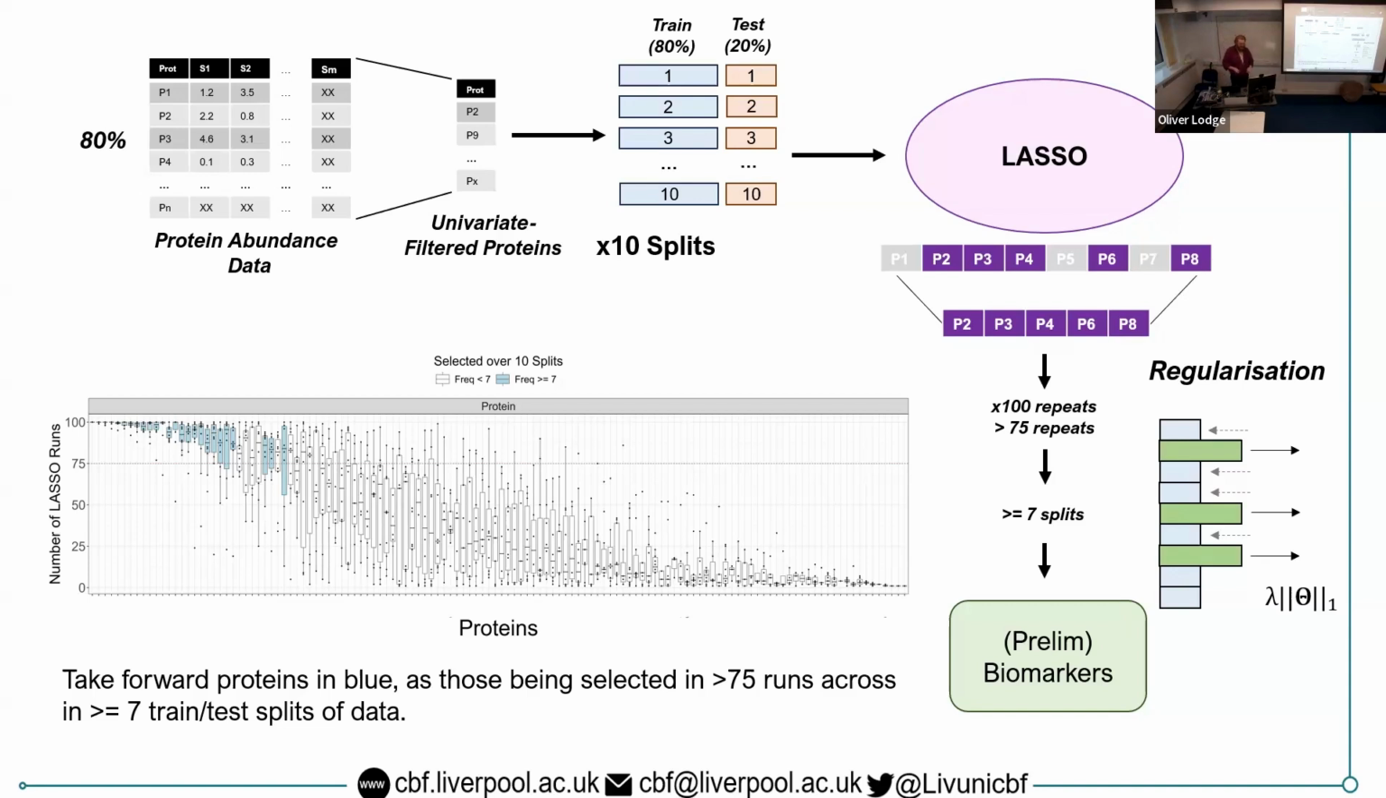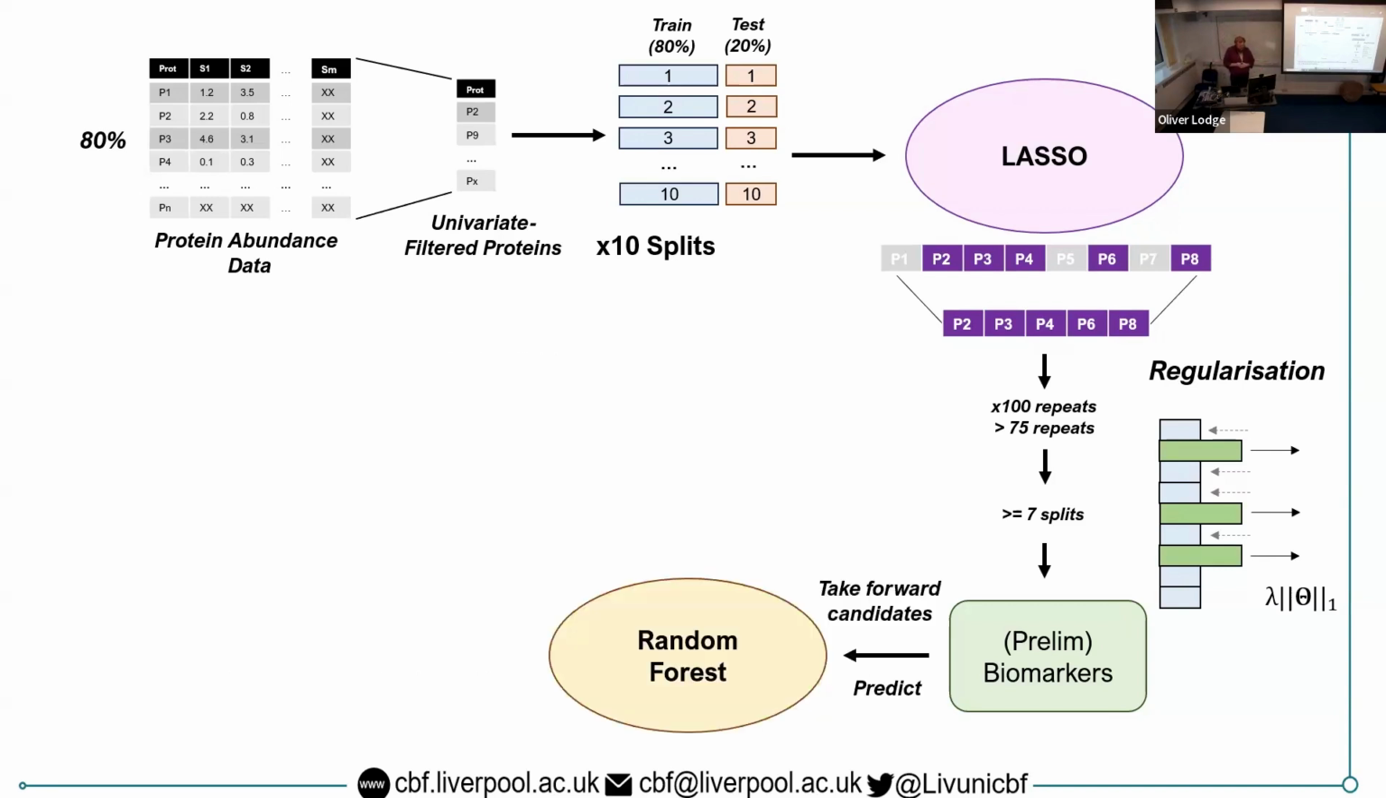So that's what this plot on the left is trying to show, where the columns along the x-axis represent the individual proteins. The ones in blue are those that pass those thresholds. Each box plot represents the distribution of the runs for each protein across the different splits of the data. The idea is that you have more than 7 splits above that line, and they're the ones in blue. The ones in blue are the proteins that were selected in this case.